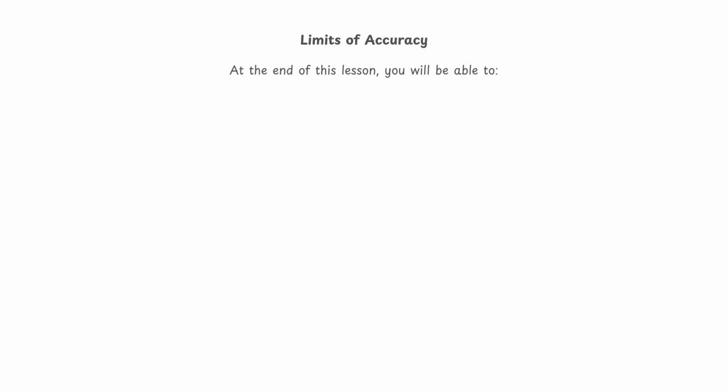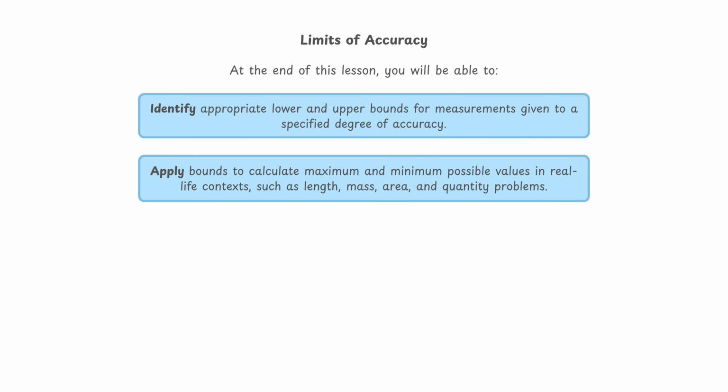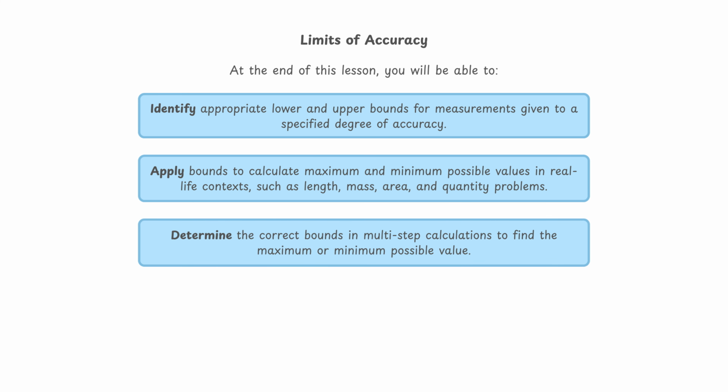By the time you finish this video, you will be able to identify appropriate lower and upper bounds for measurements given to a specified degree of accuracy. You will be able to apply bounds to calculate maximum and minimum possible values in real-life contexts, such as length, mass, area, and quantity problems. And you will be able to determine the correct bounds in multi-step calculations to find the maximum or minimum possible value. Let's get started.